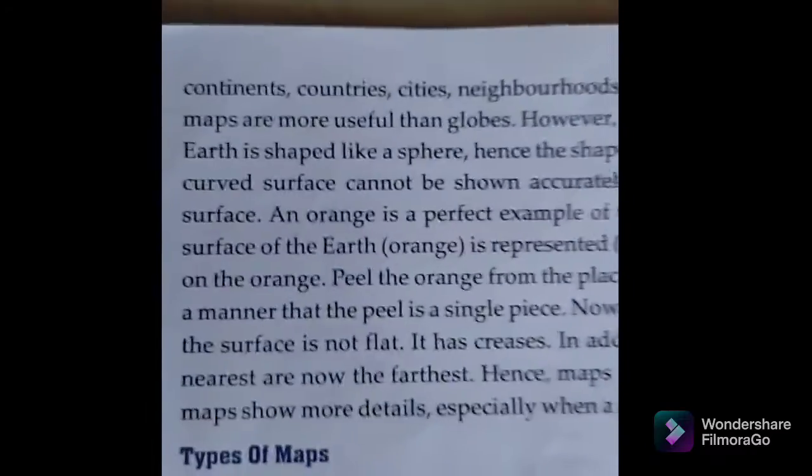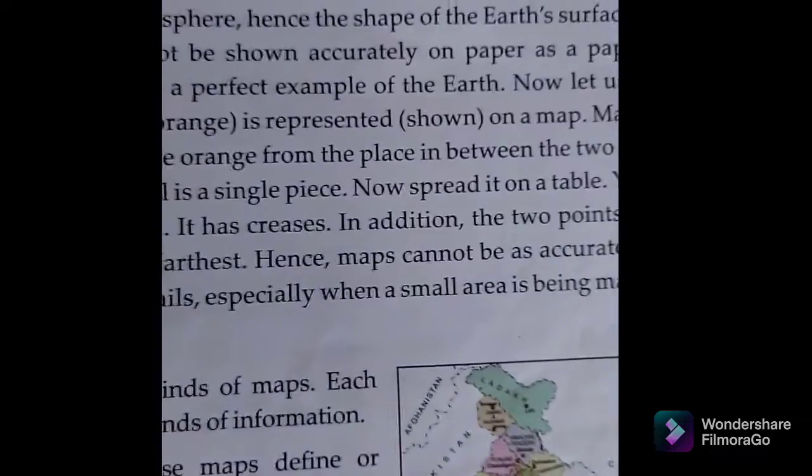A book of maps is called an atlas. Maps can be drawn on a flat surface to show continents, countries, cities, neighborhoods, and even marketplaces.